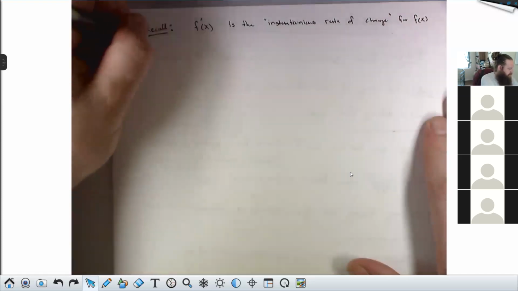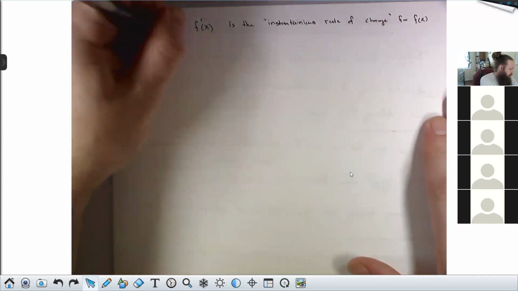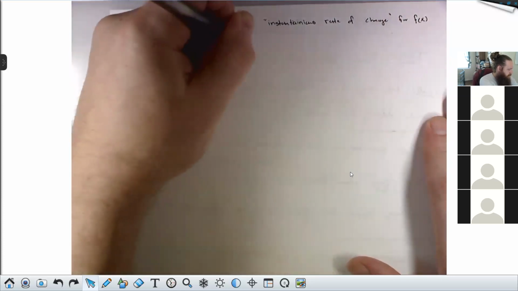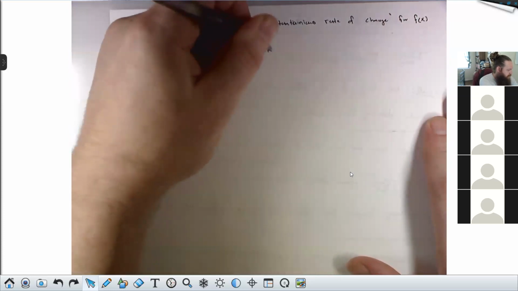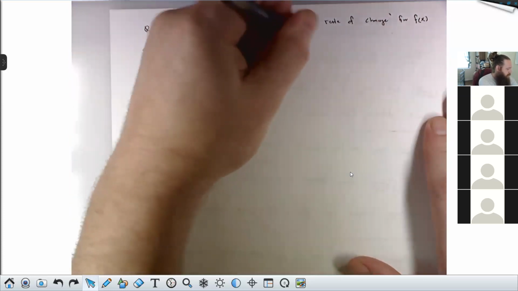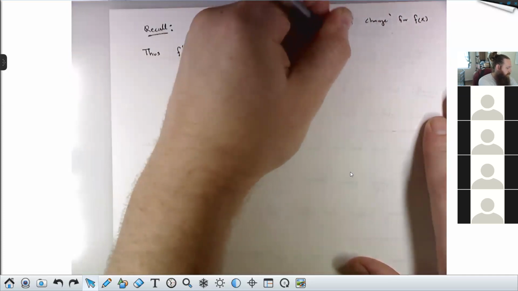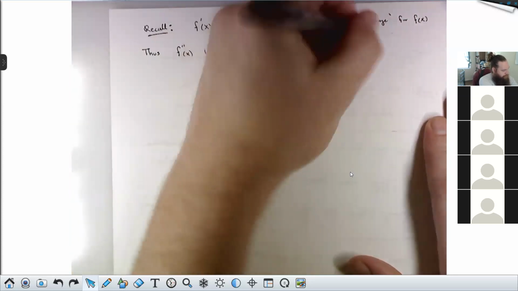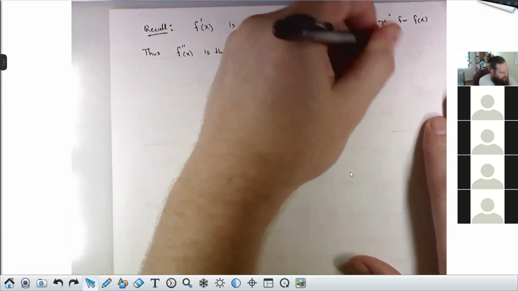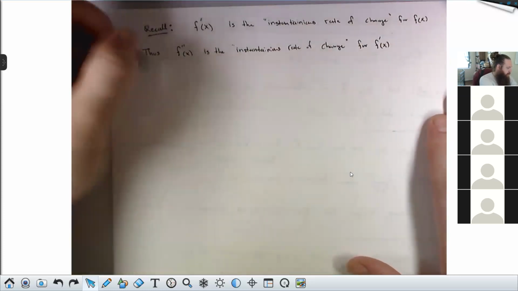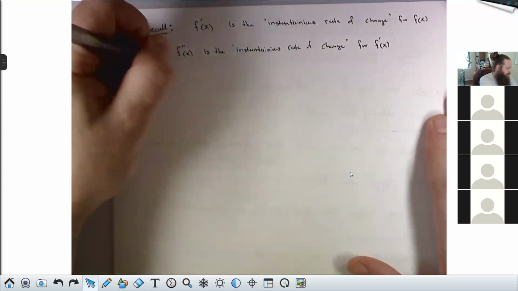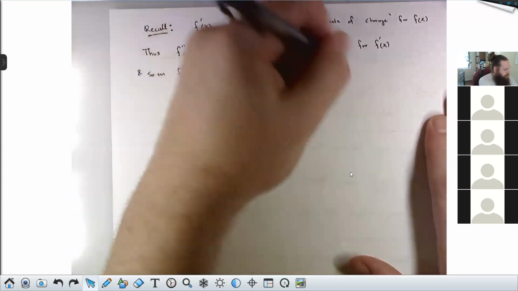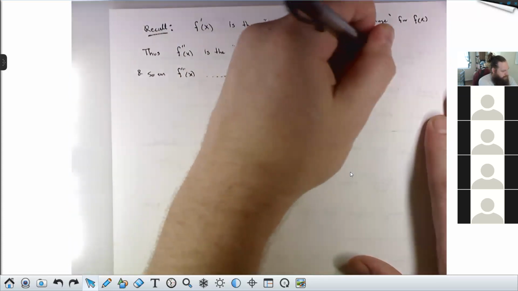That means f double prime is the instantaneous rate of change for the function that it is the derivative of, which is f prime. And so on. f triple prime is the instantaneous rate of change for f double prime.